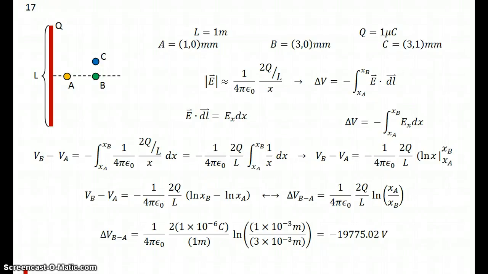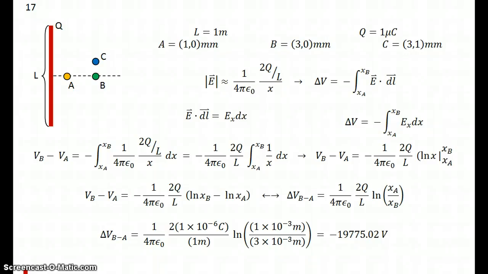First, I determine the origin to be at the center of the rod and the points A and B to be along the positive x-axis. To determine the potential difference from A to B, I use the electric field equation of a rod where R is smaller than L. In this case, R in the equation is actually represented by x, and by looking at this equation, I am able to realize that the magnitude of the electric field decreases from A to B.